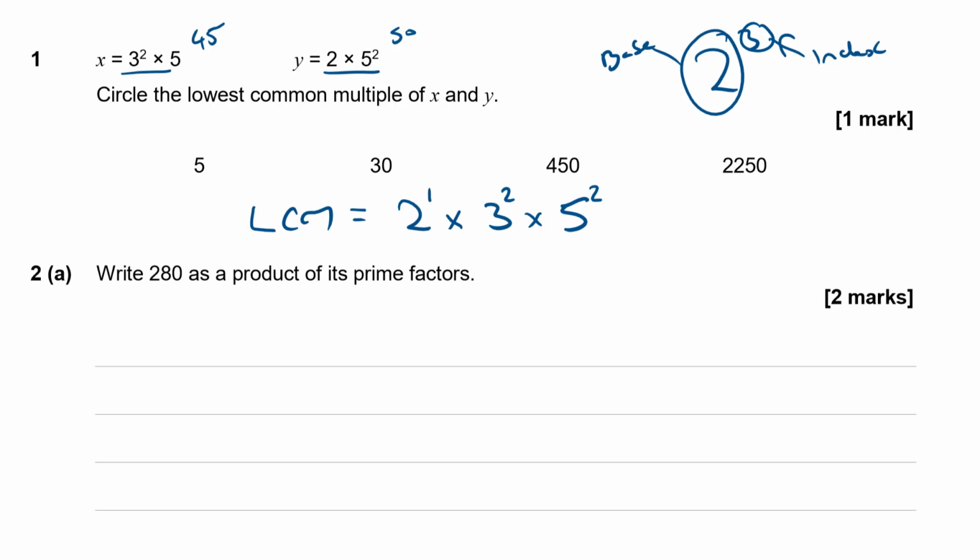So my LCM I can get by multiplying that out. Time to reach for the calculator. I'm just going to tap that in. So 2 times 3 squared times 5 squared, what's that then? 450. So it's that one there.